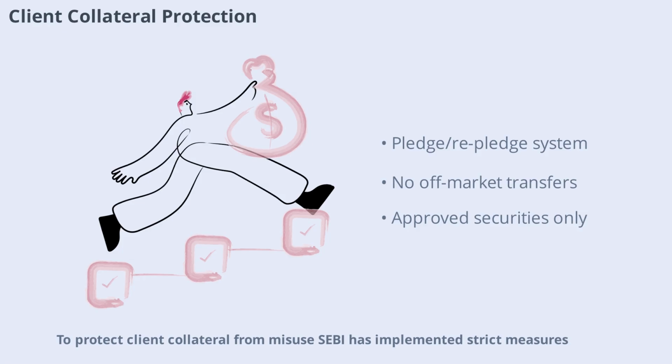Protect client collateral from misuse. SEBI has implemented strict measures. Collateral must be pledged or repledged through the depository system, with a clear trail visible at every level. Off-market transfers are prohibited, and only approved securities can be used as collateral. This system ensures that client assets are safeguarded and used only for their intended purpose, enhancing trust in the market.